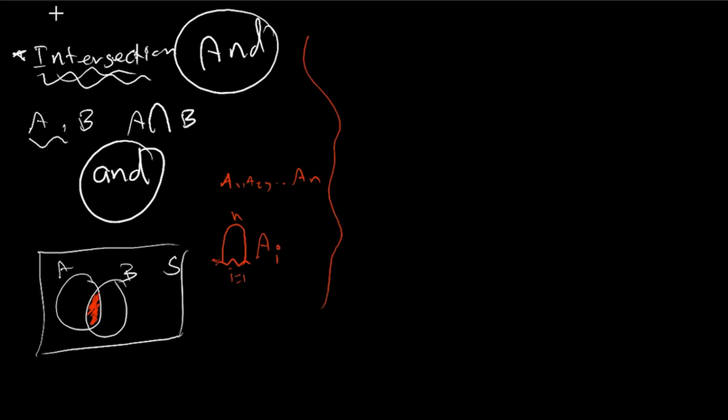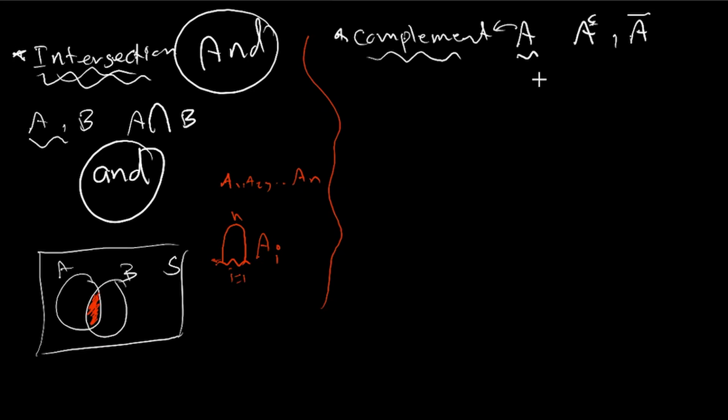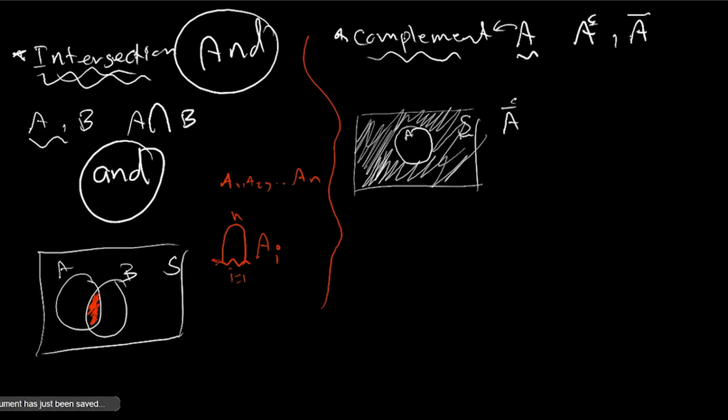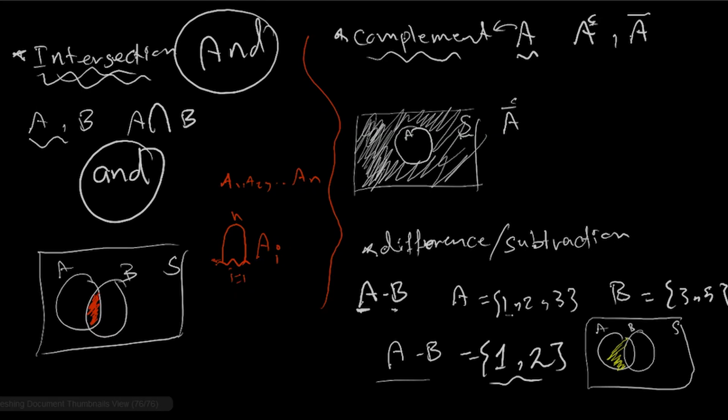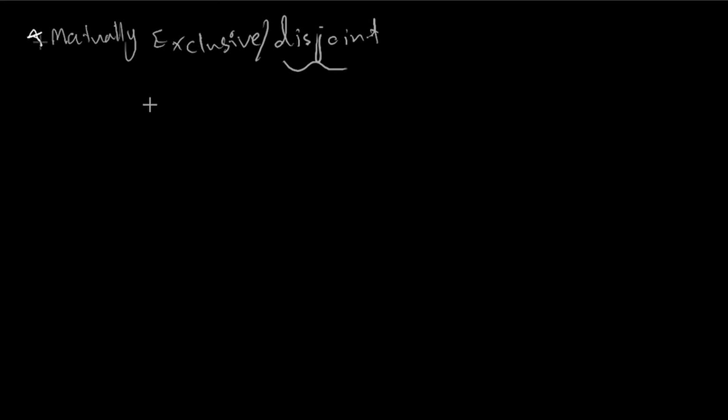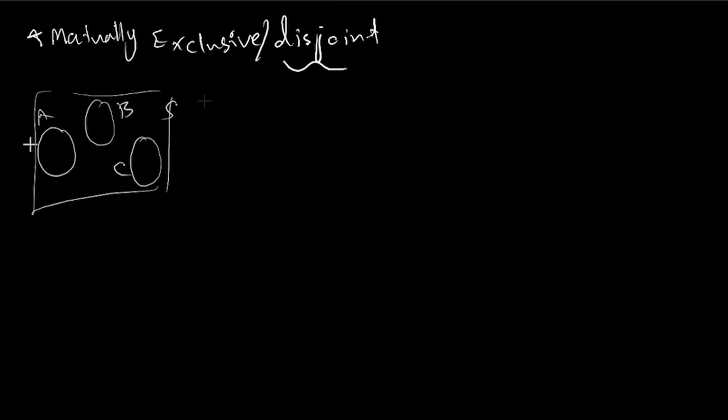Another operation you have to be familiar with is called the complement. It's the set of all elements that are in the universal set S but are not in A. It is in this white shaded area, but it isn't in A. You also get another operation called difference, or subtraction, which consists of all elements that are in A but not in B. A minus B is this one here. Another type is called mutually exclusive, or disjoint, where their intersection is an empty set. You could easily say that A, B, and C are mutually exclusive or disjoint because they don't have any joint elements.